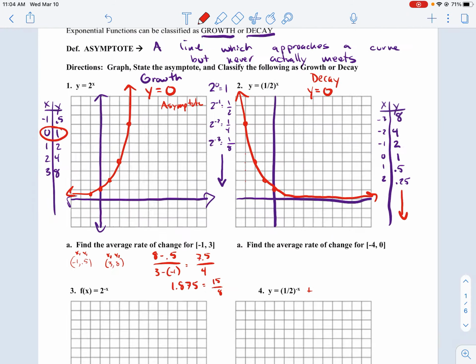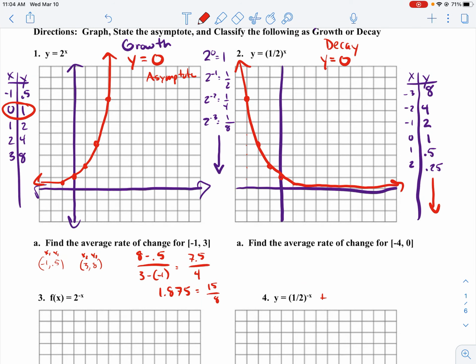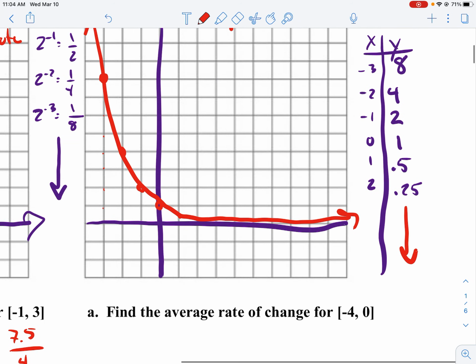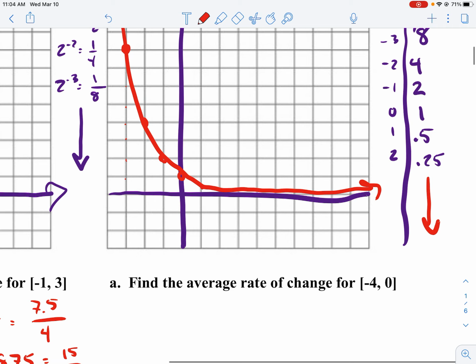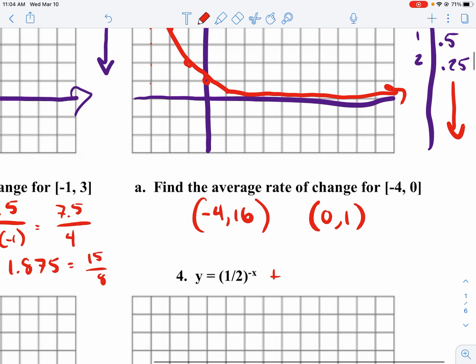Okay? All right, and then the average rate of change here, between negative 4 and 0, looks like we're going down. So at negative 4, where are we? I think we're at 16, right? Yep, okay, so at negative 4, we're at 16 on this graph, and then at 0, we're at 1. So again, we anticipate this one to be going down between those.